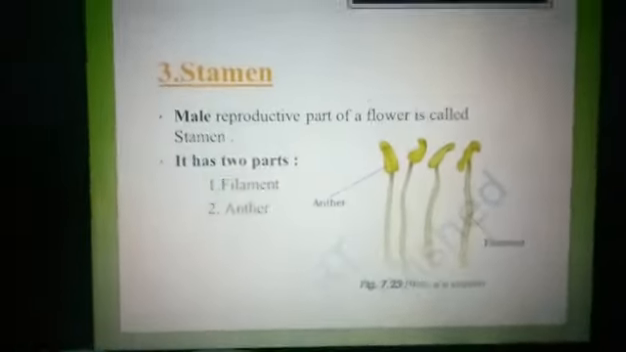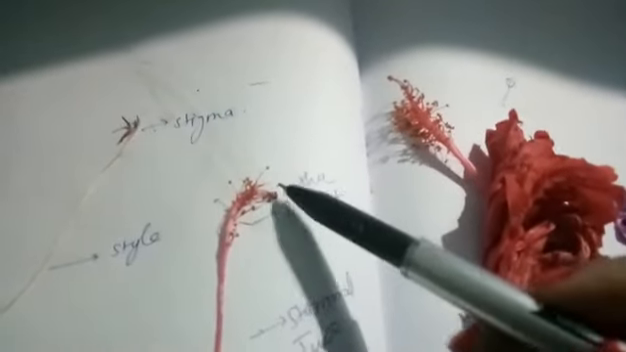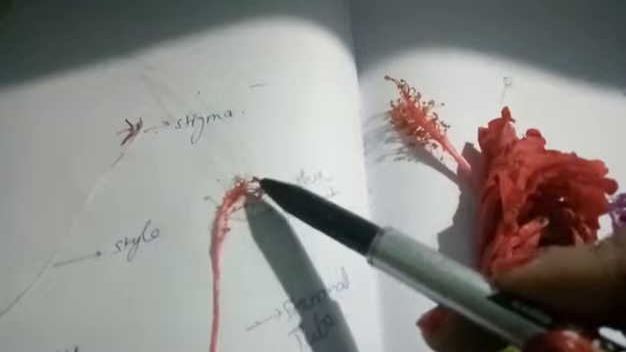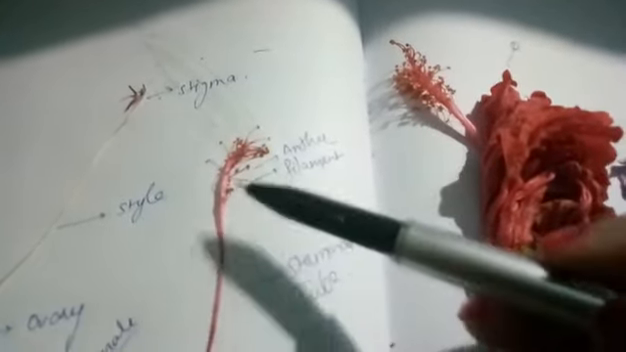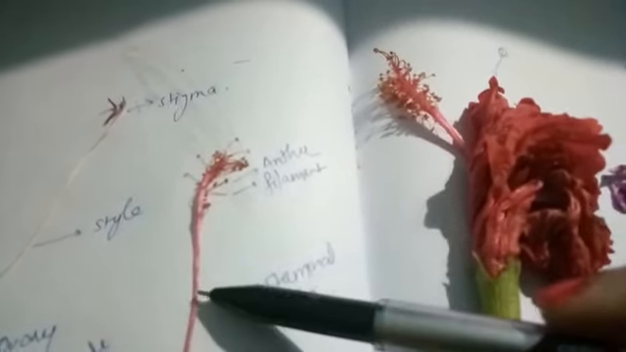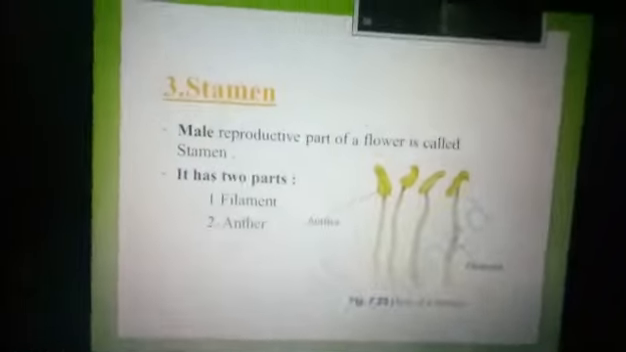So next we are moving here with this one. In case of hibiscus only, these knob-like structures are known as anther, and this small stalk is known as filament, and this whole red structure is known as staminal tube. Actually all this stamen, they are fused together, so this red color structure is known as staminal tube, and inside this staminal tube you get the female reproductive part.